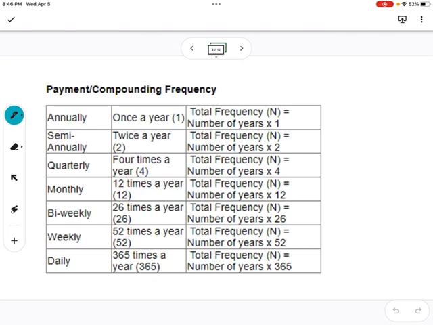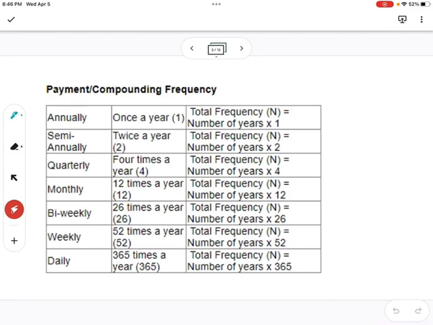So when we're talking about compounding periods, that first question said annually, meaning once a year. There's more calculations to do when it's not annually. So it could be broken into semi-annually, quarterly, monthly, bi-weekly, weekly, or daily. These are our other options here.